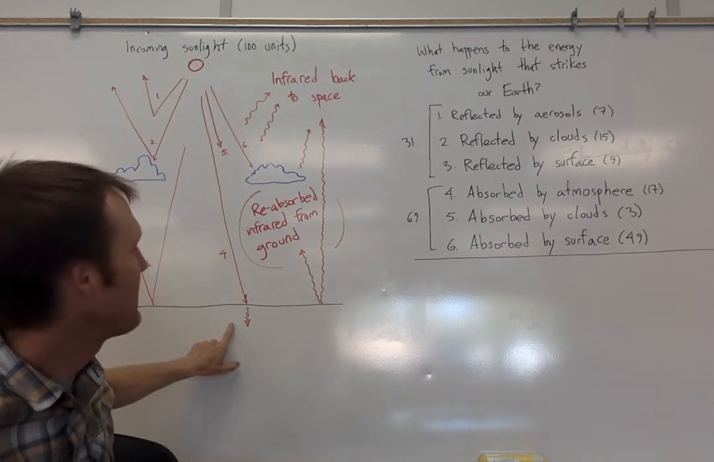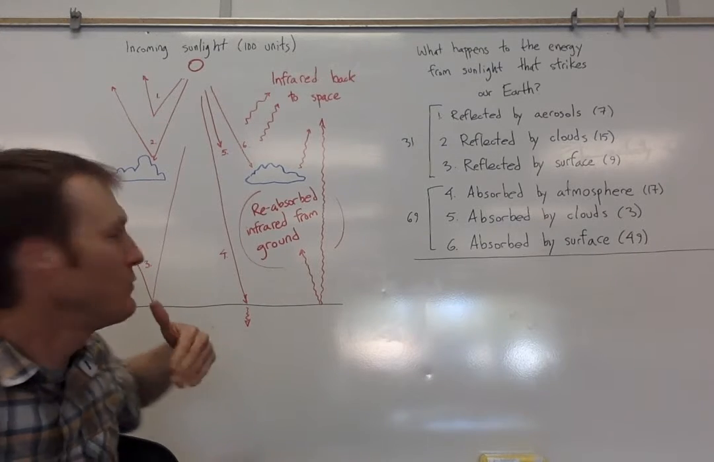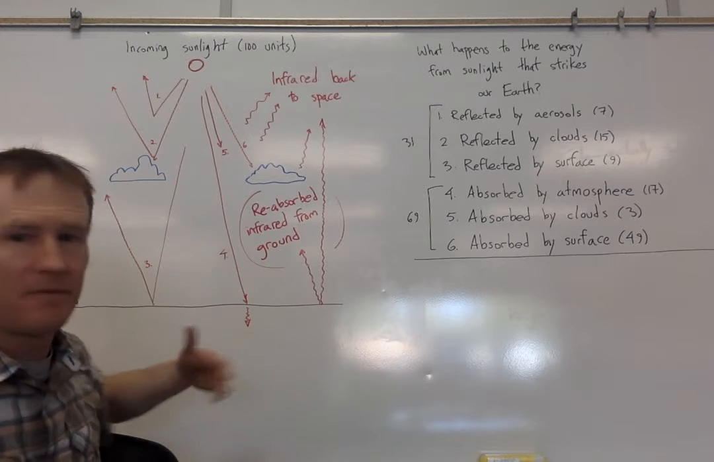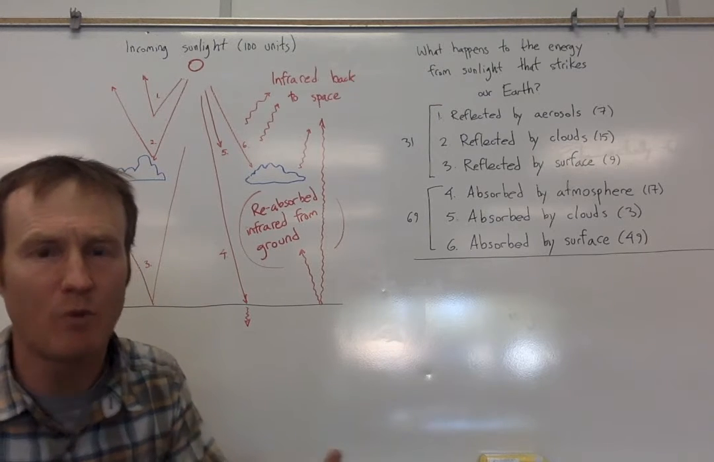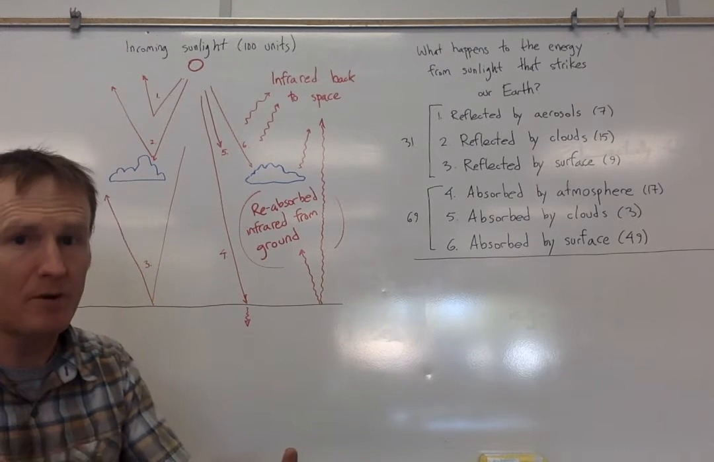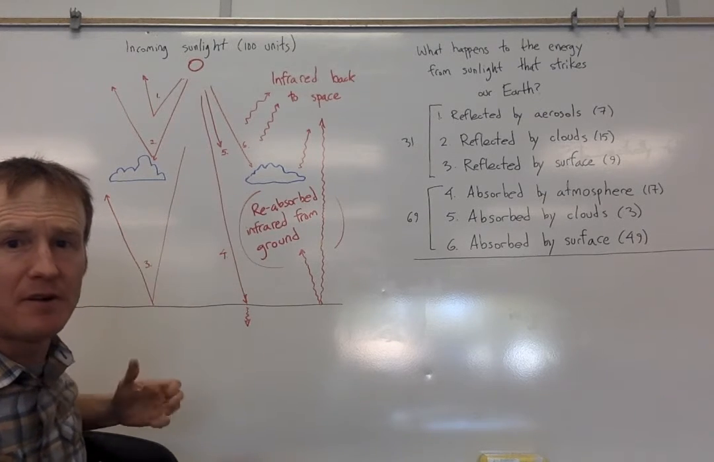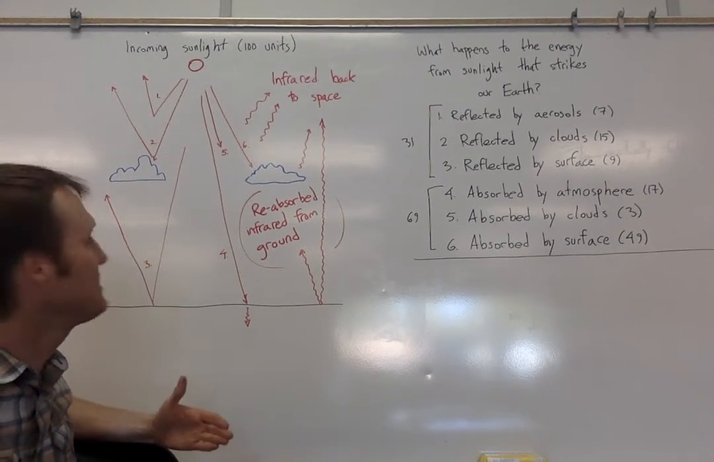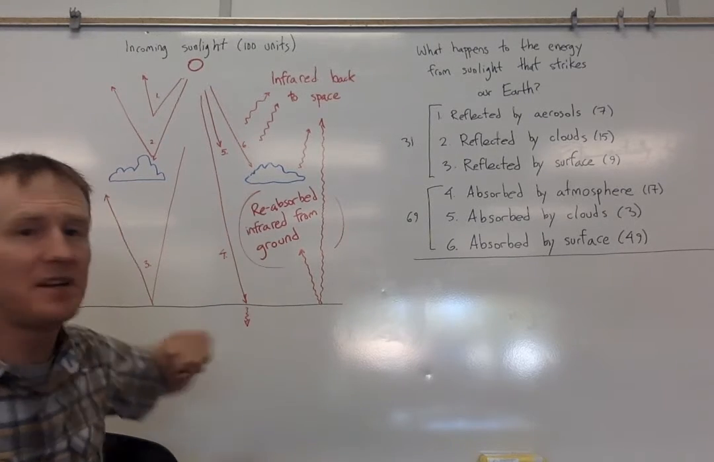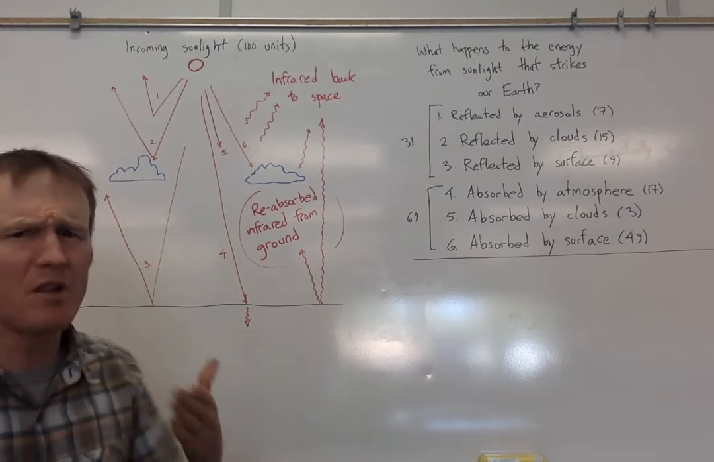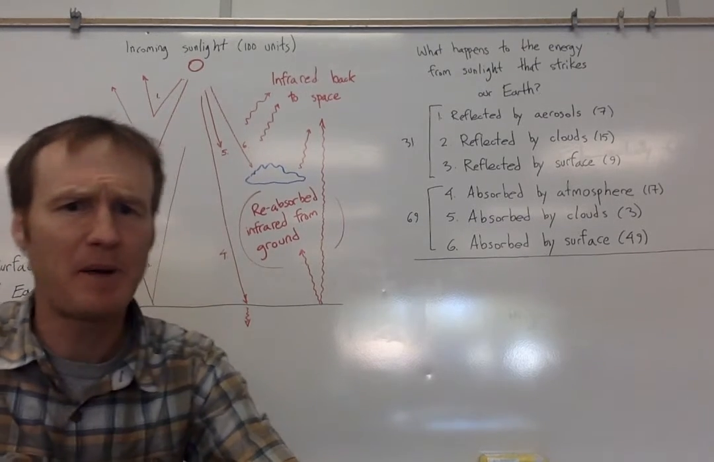Some energy will be absorbed by the surface of the earth, as you or I experience when we're walking around on a sunny day and we feel warmer because the sun is striking us. Some of it is actually absorbed by the atmosphere, the gases in the atmosphere, and some of it is absorbed by clouds. Now, all of that is eventually re-radiated back into space.